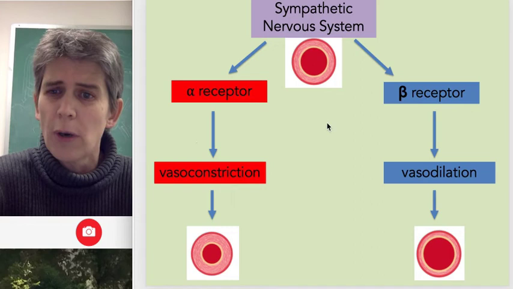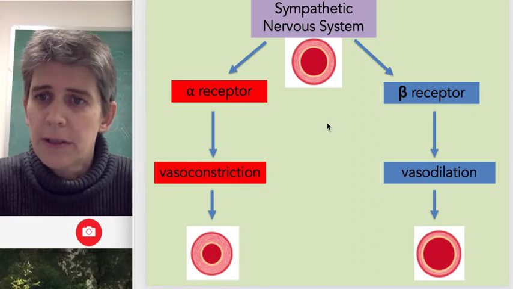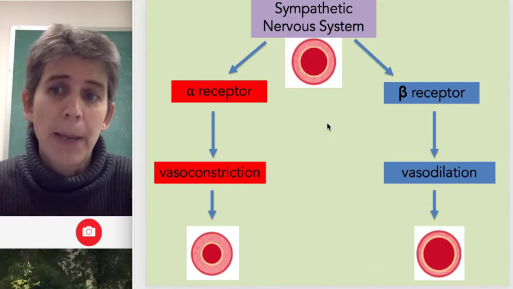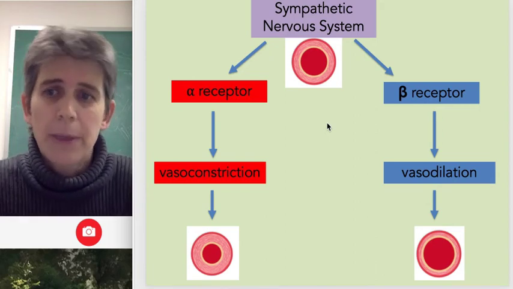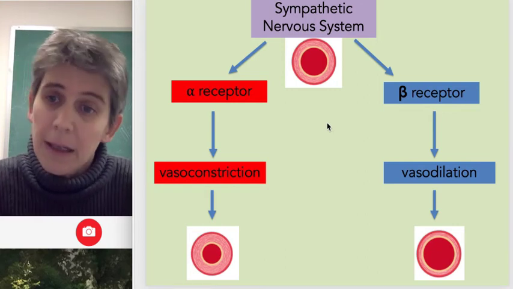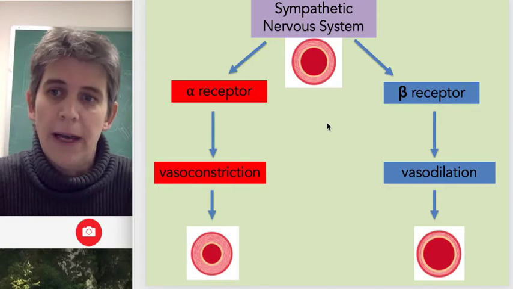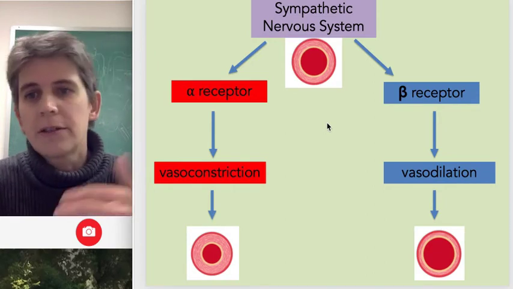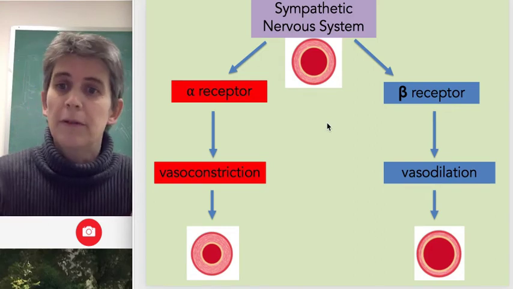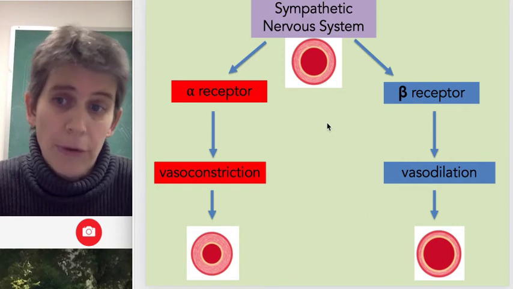Okay, how does this work? This is primarily under the control of the sympathetic nervous system. The sympathetic nervous system often acts antagonistically with the parasympathetic nervous system, but in this case, most of the vasoconstriction and vasodilation that occur, although not all of them, is stimulated by the sympathetic nervous system.